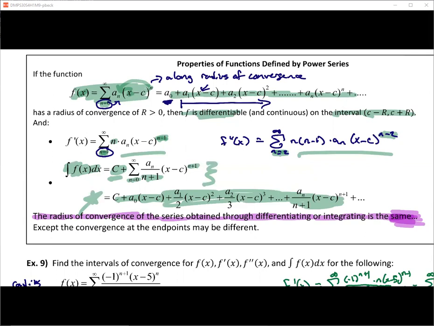Now, the big difference is the endpoints. Convergence at the endpoints may be different. So we're still going to have to check the endpoints like we just learned to do, but the radius ends up being the same regardless.